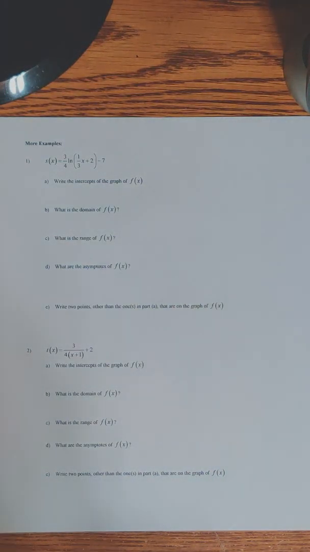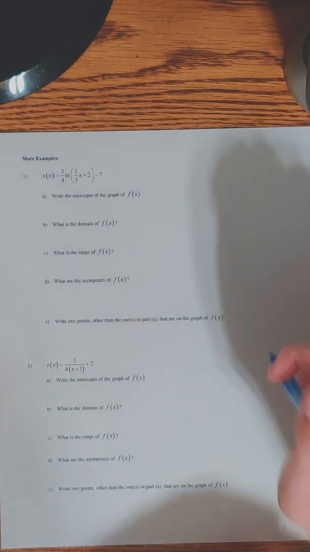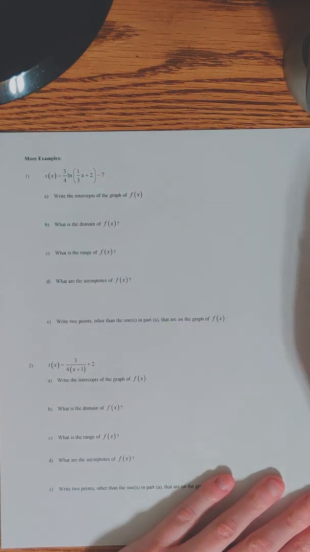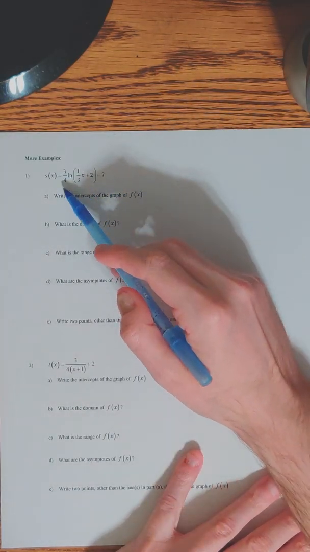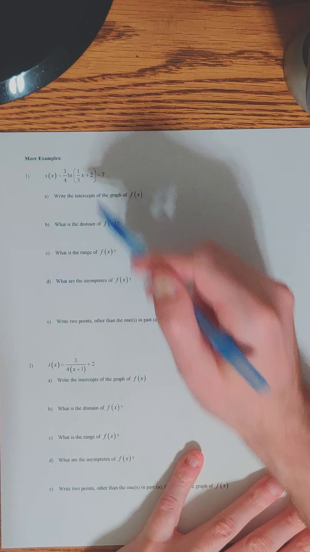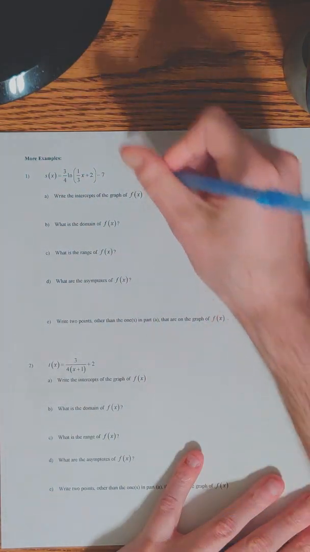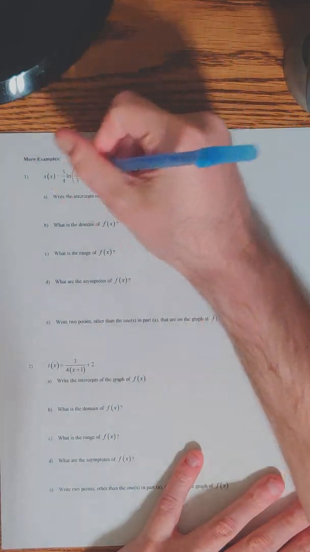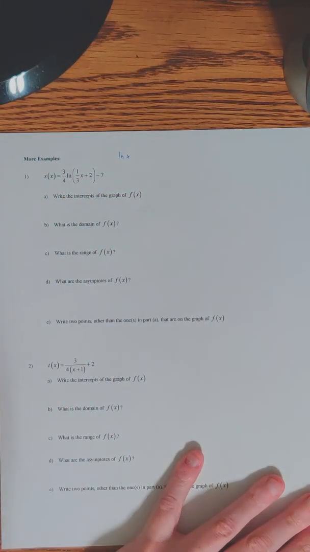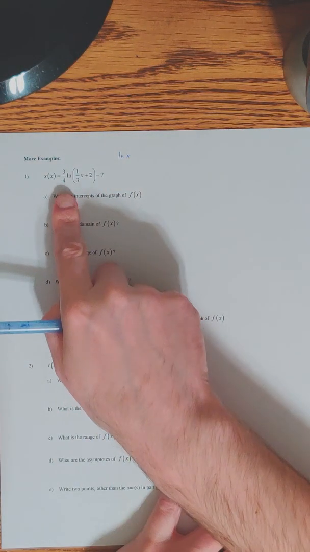Here are some more examples. So these look a lot more complicated, but that's only because of the functions. So I look at this, 3/4 times the natural log of 1/3 of x plus 2 minus 7. Well, I hope you recognize that the function that this comes from is just the natural log of x. So what are the intercepts of this function?